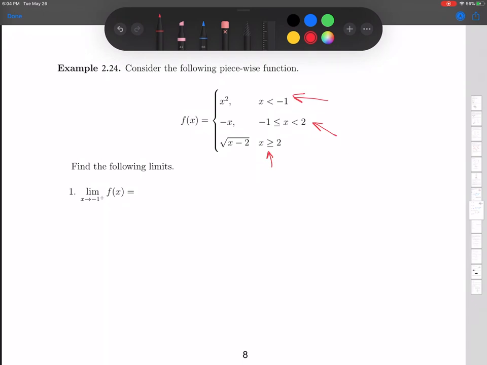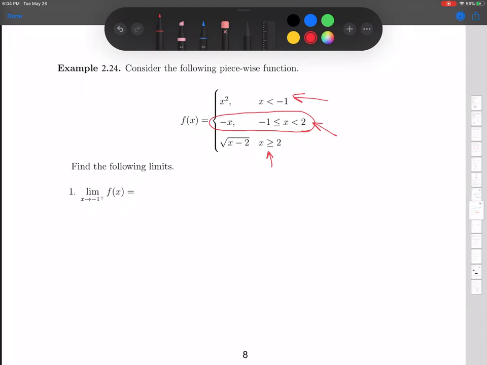Just to be thorough, let's make sure that this top domain doesn't work. All the x values here have to be less than -1, and from what we are looking at, remember, we're trying to choose values that are getting close to -1 from the right. So it's consistent. This middle domain is the domain that we are going to be looking at.